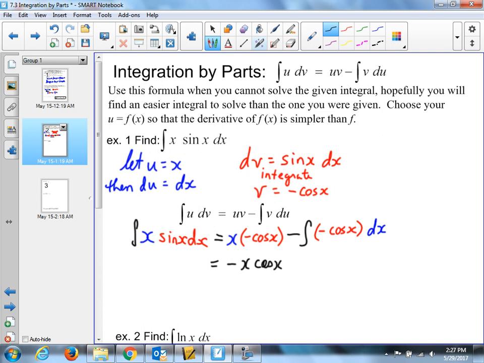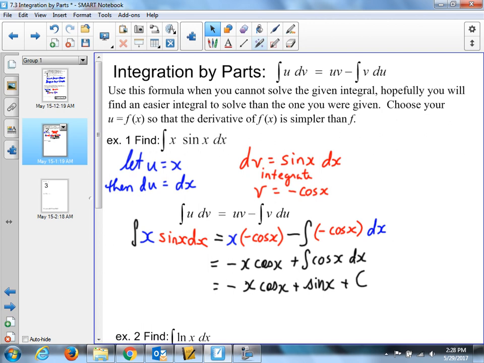Now, if it makes it easier for you, I'll just think of this as cos of x dx. I really haven't done anything in this step. I just rewrote it, tidied it up. Can you do that integral? Oh yeah, I hope you can. Okay. Minus x cos of x plus, that came from the sine function, plus c.